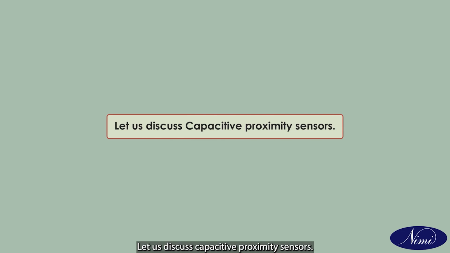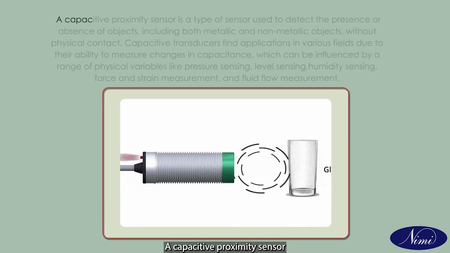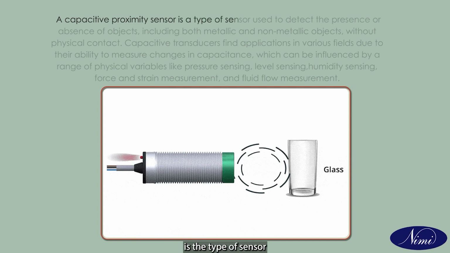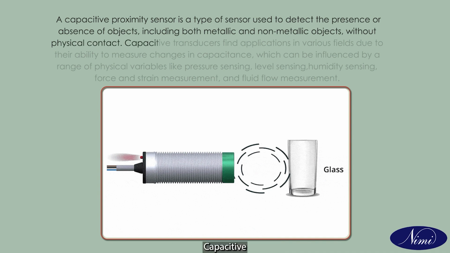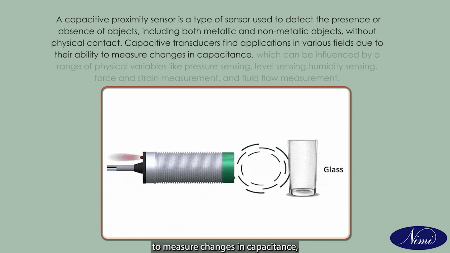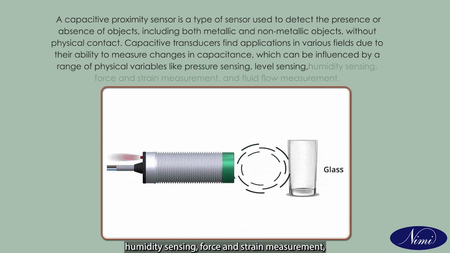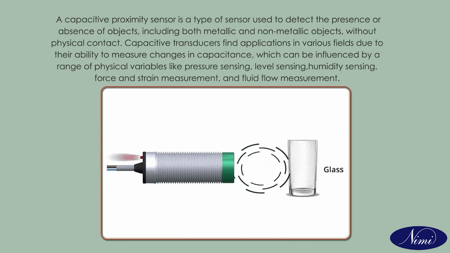Let us discuss capacitive proximity sensors. A capacitive proximity sensor is a type of sensor used to detect the presence or absence of objects, including both metallic and non-metallic objects, without physical contact. Capacitive transducers find applications in various fields due to their ability to measure changes in capacitance, which can be influenced by a range of physical variables like pressure sensing, level sensing, humidity sensing, force and strain measurement and fluid flow measurement.